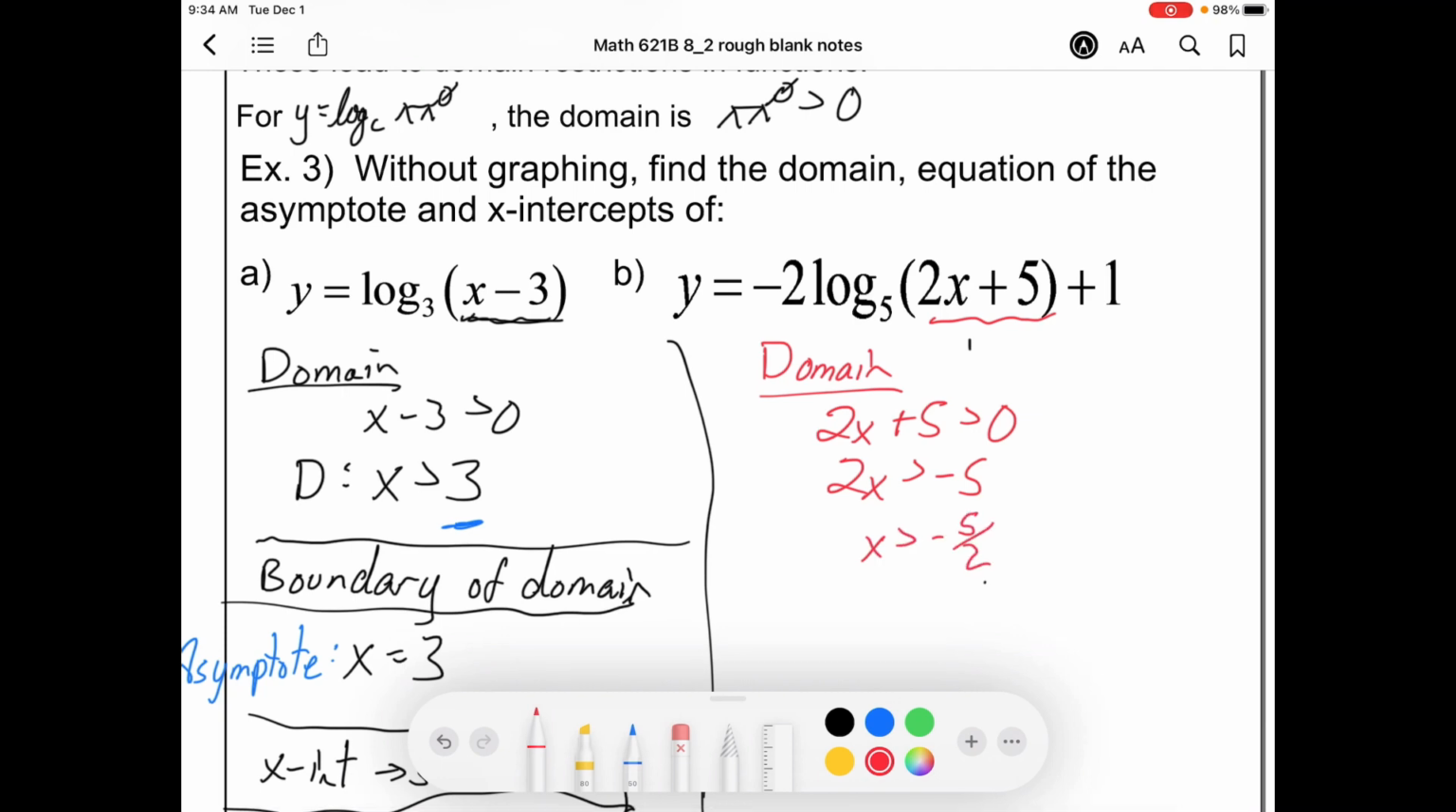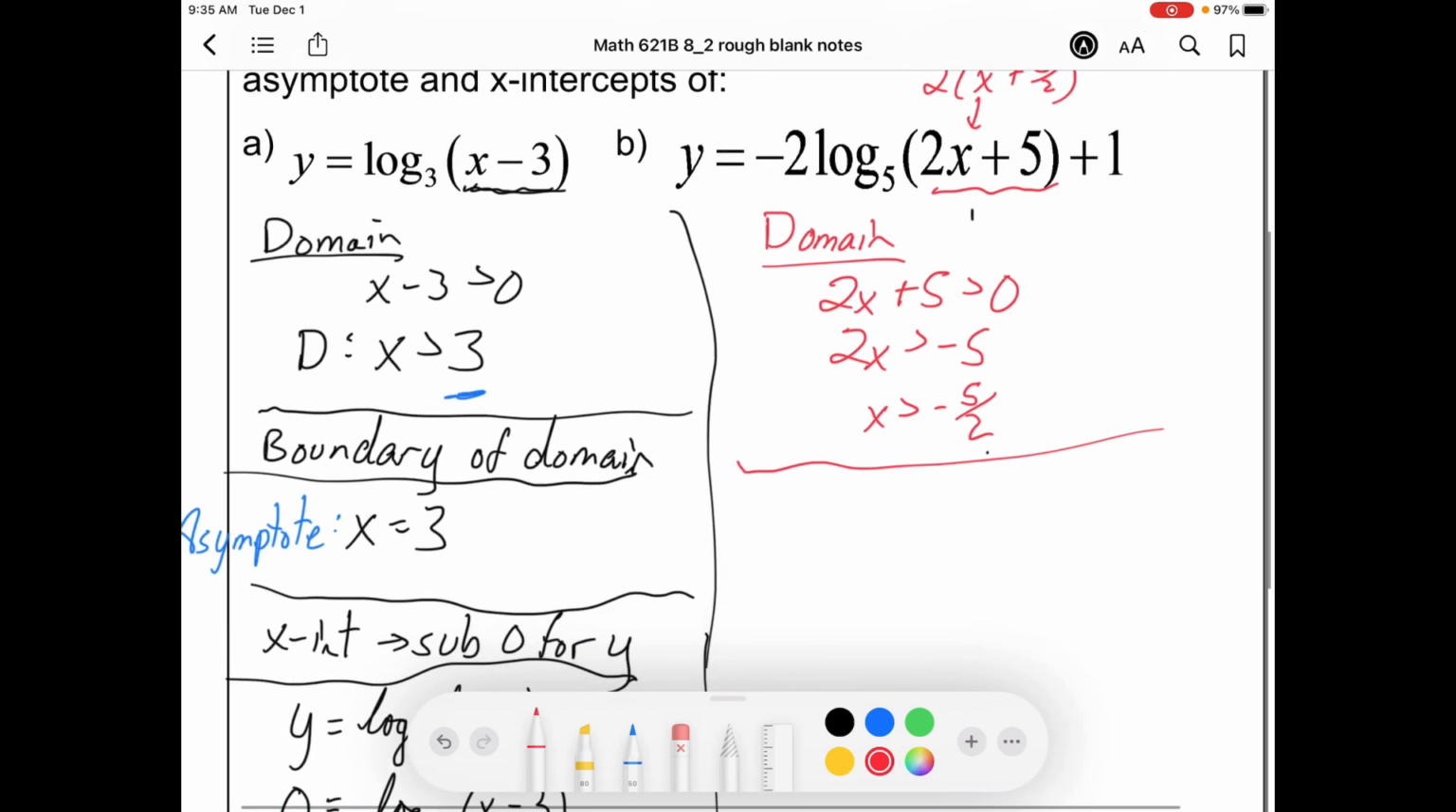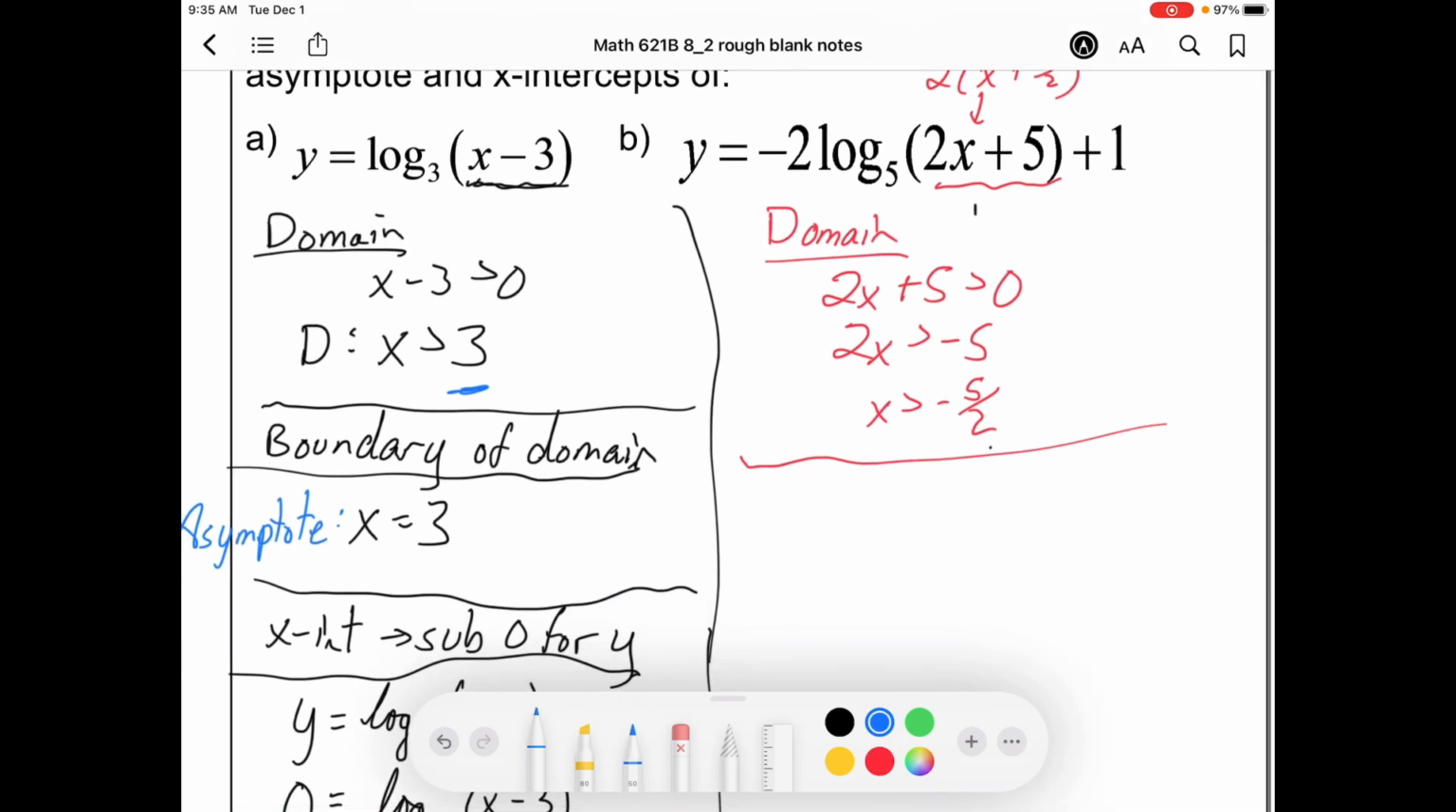And some of you might be thinking at this point, hold on, I thought this thing was moved left 5. But if we recall some of our chapter 1 stuff, we would know that actually you need to factor this out. You need to turn that 2x plus 5 into 2 by x plus 5 over 2. And that's why we move left 5 over 2, and the domain involves a negative 5 over 2. If we want the equation of the asymptote, it's just the boundary of the domain. So once we've found the domain, it's pretty easy. x equals negative 5 over 2.